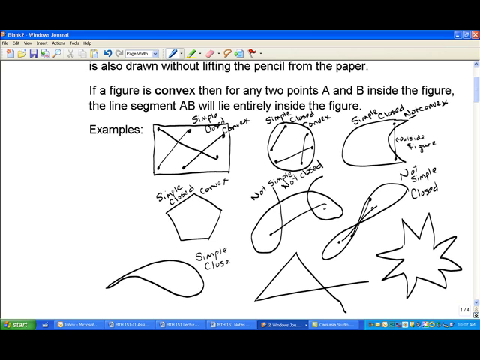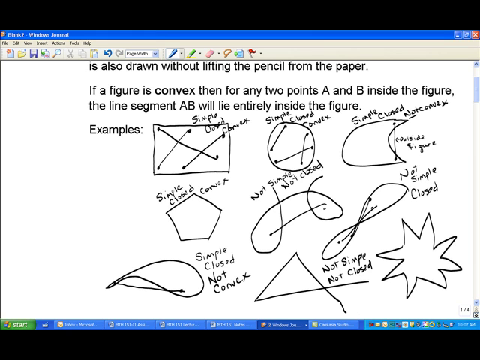It is not convex because if we choose a point here and a point here, when we draw the straight line between it, it goes outside. All right, this one is not simple because it traces over itself. Not closed. It's hard to say it's convex because of the fact that we have openings there. I think we don't even talk about it being convex at that point.